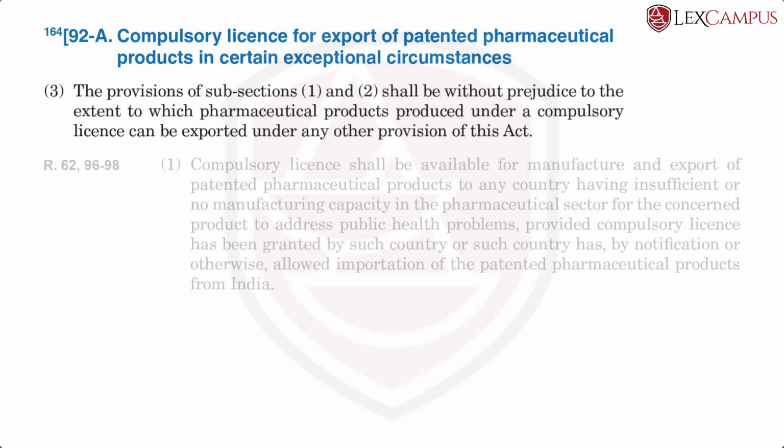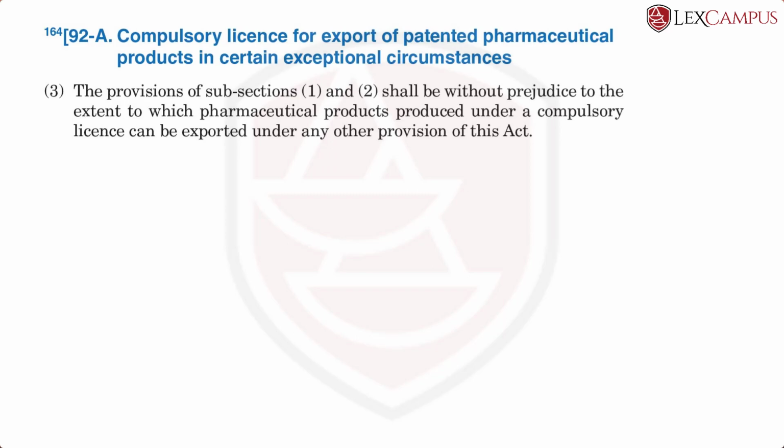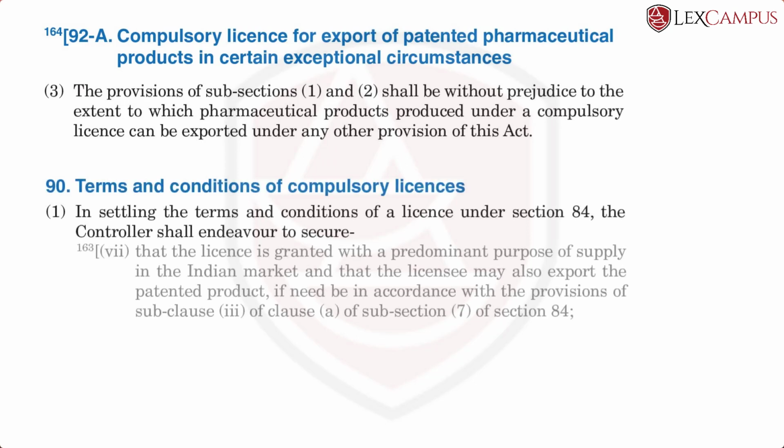3. The provisions of subsection 1 and 2 shall be without prejudice to the extent to which pharmaceutical products produced under a compulsory license can be exported under any other provision of this Act. Without prejudice means it is without exception to any other provision. In fact, we saw in determining the terms of the compulsory license in 91(7), predominant purpose of the supply in the Indian market is one of the things that the controller can decide. He shall endeavor to secure that the license is granted with the predominant purpose of supply in the Indian market. Now, this provision from section 90 will not affect subsection 3 of 92 capital A, because it means it's without prejudice. So, this can operate by itself even in spite of any other provision.